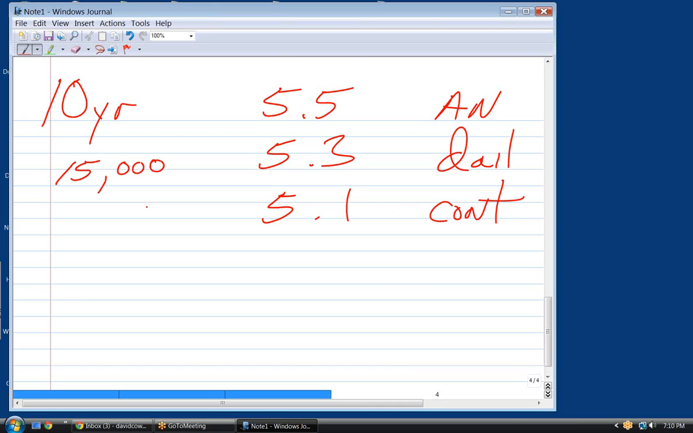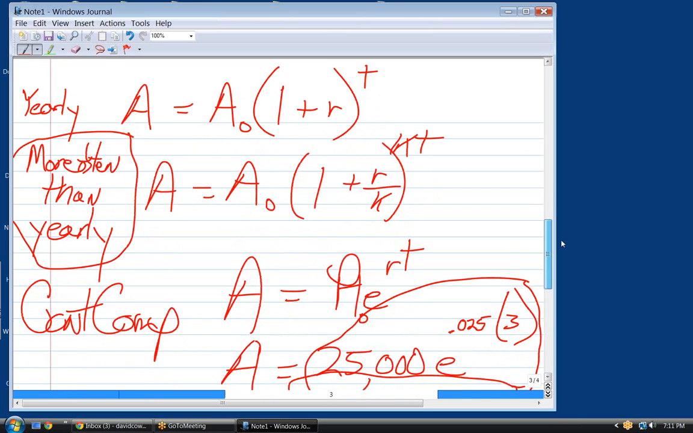Okay. How are we going to solve this? Would it require different equations? Yes. In other words, we're going to put each of these percentages into the appropriate equation of these 3.